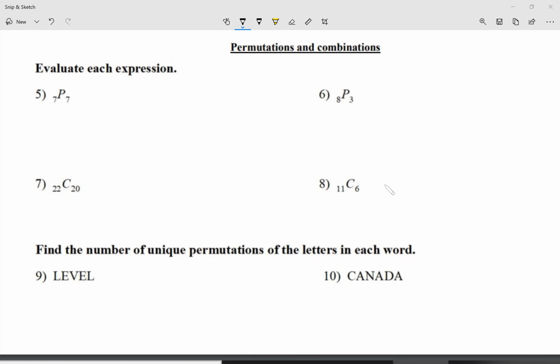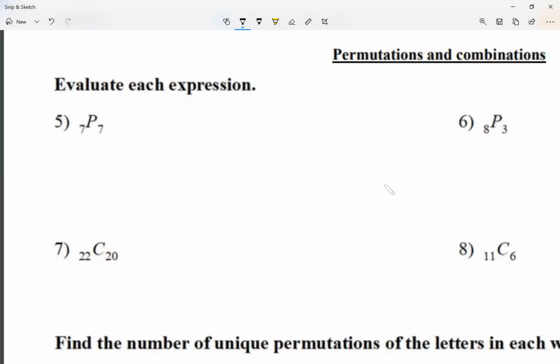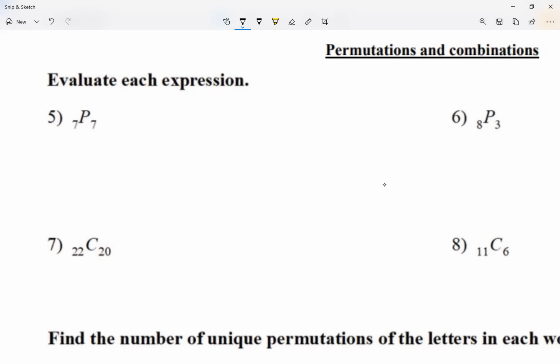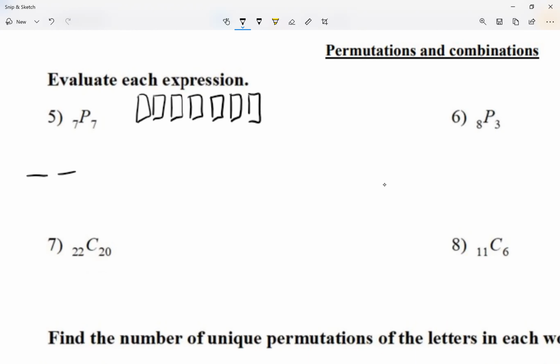Like, let's say that I have a permutation, 7P7. Let's say I have 7 books. So there's 7 books: 1, 2, 3, 4, 5, 6, 7. And I'm going to arrange 7 of them from left to right.